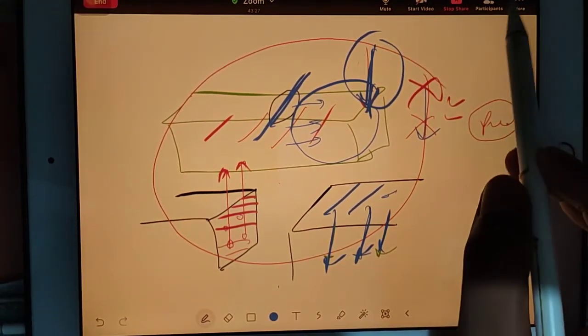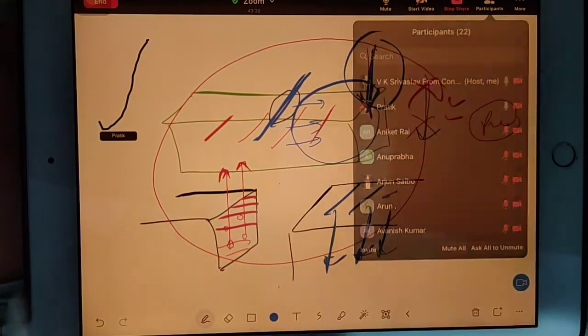Pratik, somewhat clear? Very good. Very good. Okay.